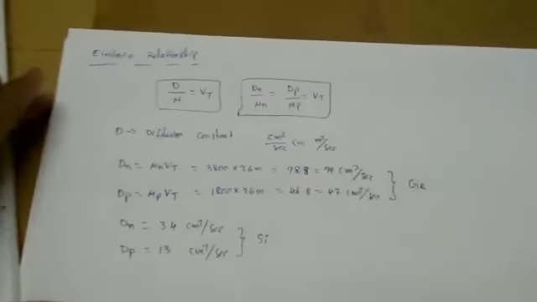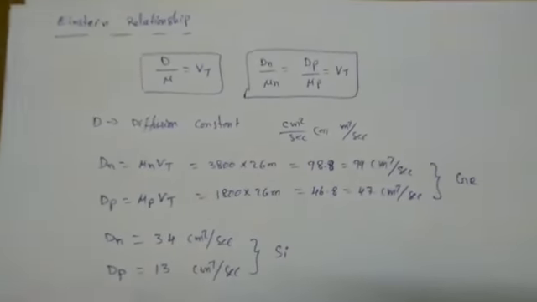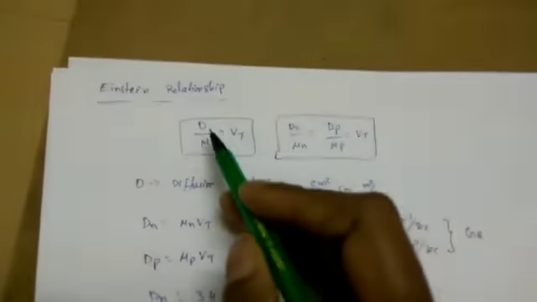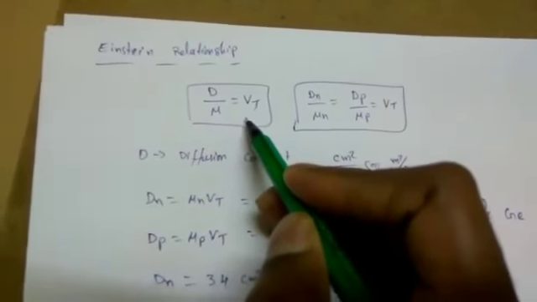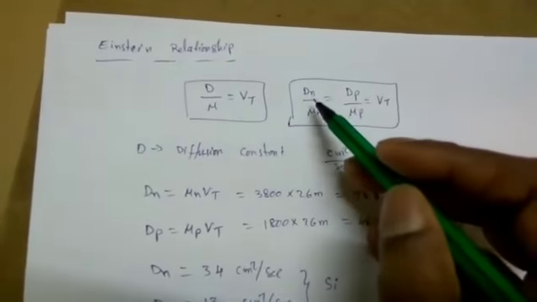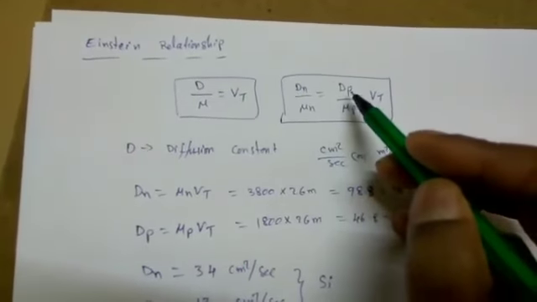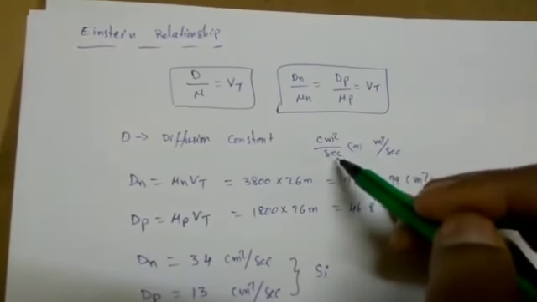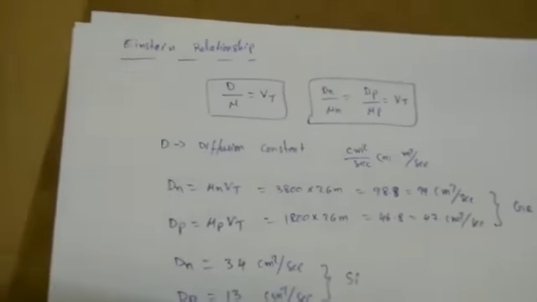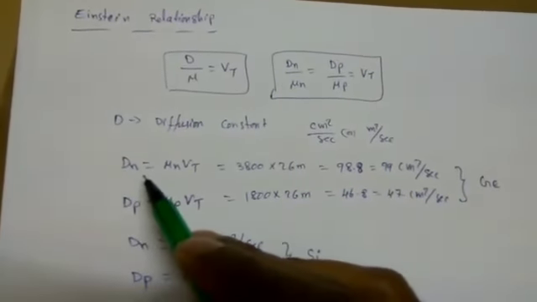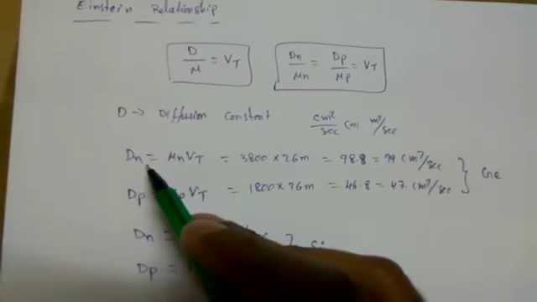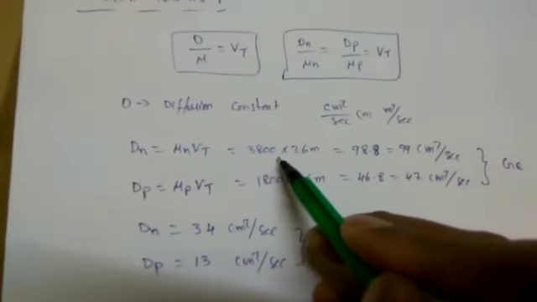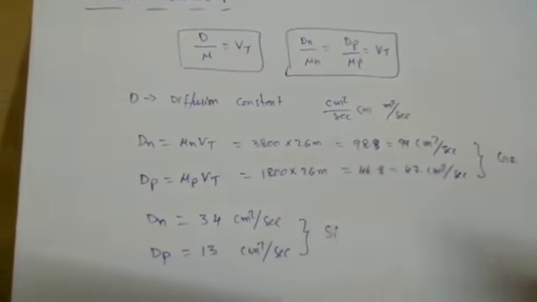The next very important topic is the Einstein relationship. It relates mobility, thermal voltage and diffusion constant. D by mu is equal to Vt, that is the thermal voltage. For electrons, Dn by mu n, or for holes Dp by mu p, is equal to Vt. Diffusion constant units are centimeter square per second or meter square per second. So we can find directly the diffusion constant for electrons for germanium, that is mu n into Vt. We know mu n is 3800 centimeter square per volt second, and Vt is 26 millivolts at 300 degree Kelvin.